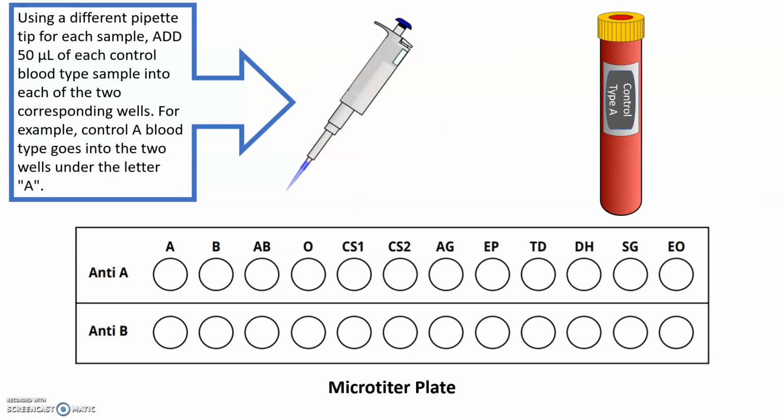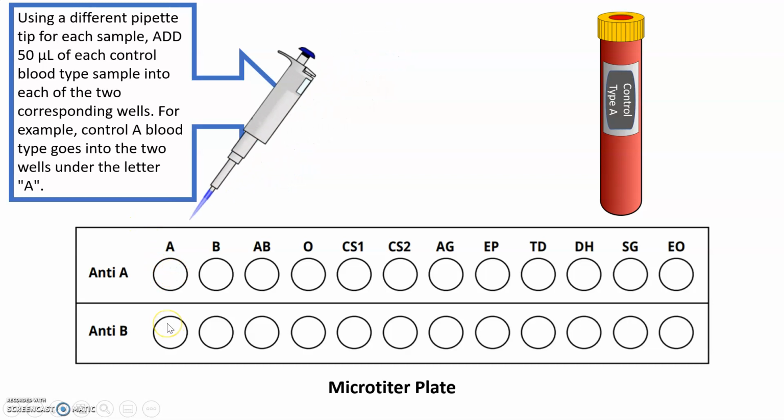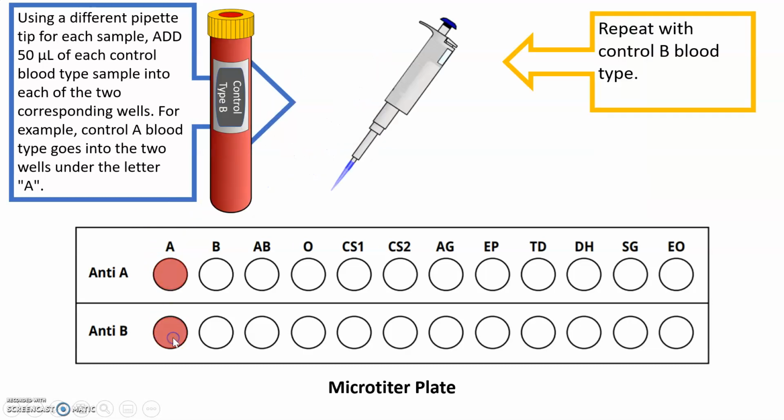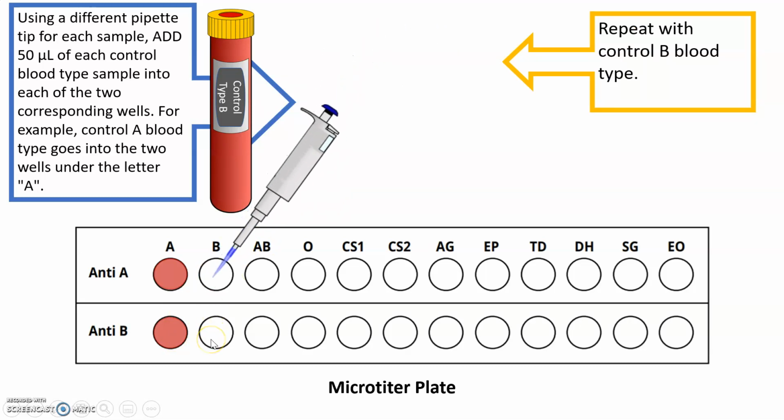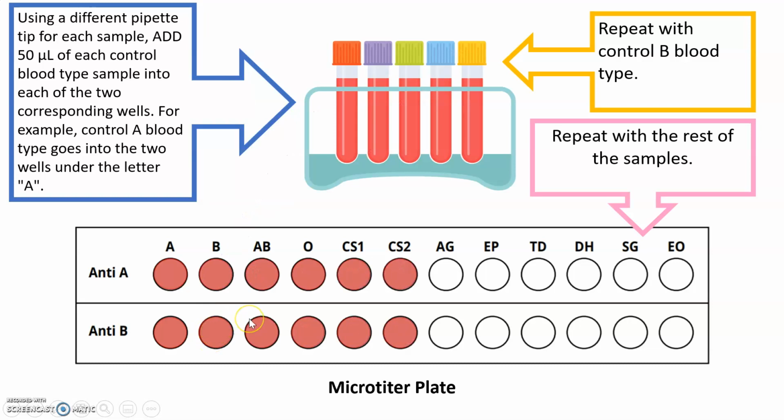So using a different pipette tip for each sample, add 50 milliliters of each control blood type sample into each of the corresponding wells. So for example, control A blood type goes into the 2 wells under the letter A. So here and here, and here. Repeat the same thing with blood B. So blood B goes here and here, and then it would just populate for all of them. And you're going to repeat for the rest of the samples.